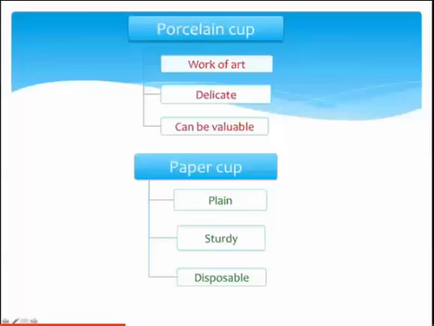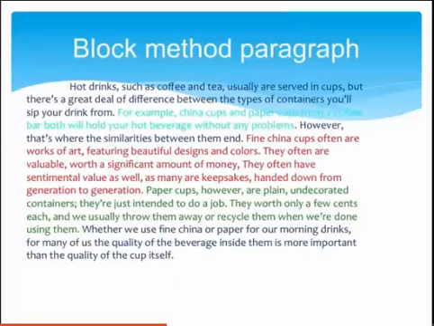So if we take subject 1, the porcelain cup, three things we might say about it is very often they're works of art, they're delicate, and they can be very valuable. And I'll write several sentences about that, staying focused on the porcelain cup. At that point, I will start writing about the paper cup and say, in contrast, it's plain, it can be sturdy, and it's very disposable. We just get rid of it. So then I've written a whole block of copy about the paper cup. So let's see what that actually looks like on paper.